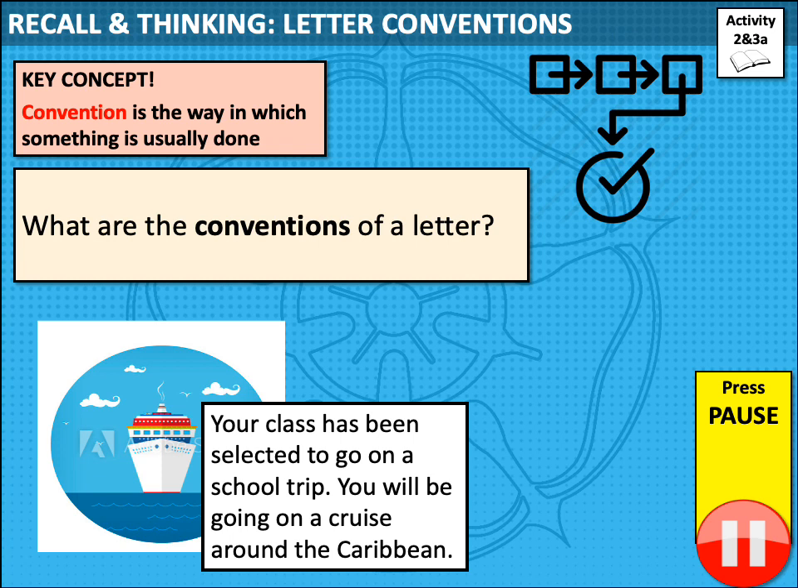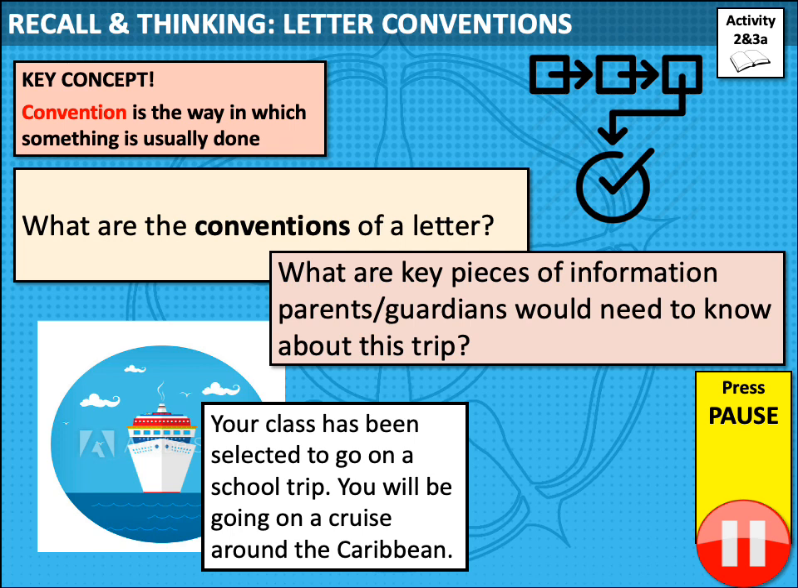I'm going to leave that playing quietly in the background because I want you now to tackle activity 3A. What are the key pieces of information parents and guardians would need to know about this trip? Fill out the box for activity 3A. Press pause, or if you'd like to keep hearing the music, you can carry on writing and we'll move on when you're ready.